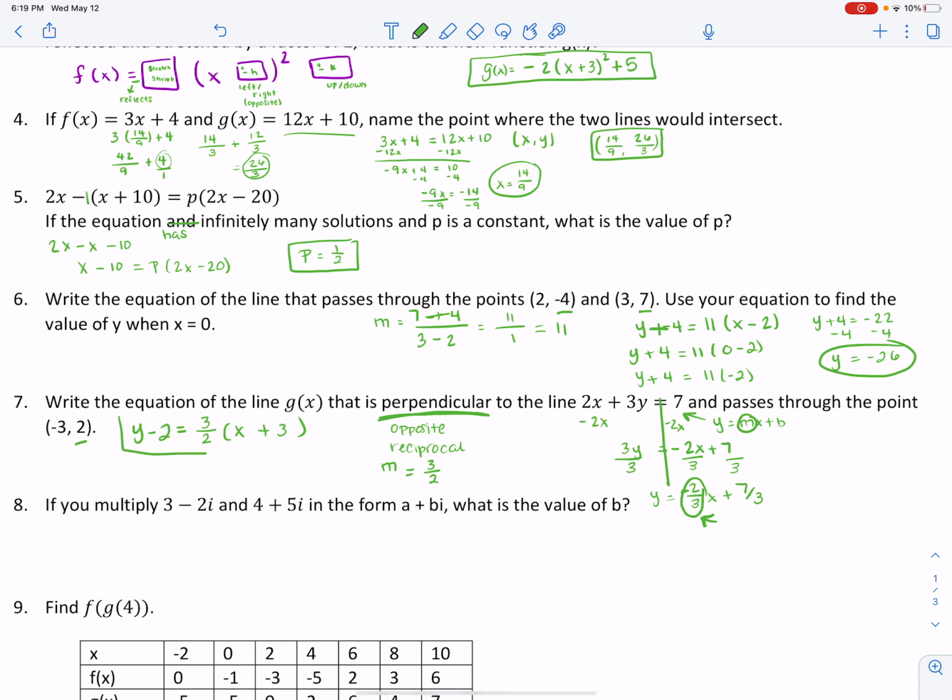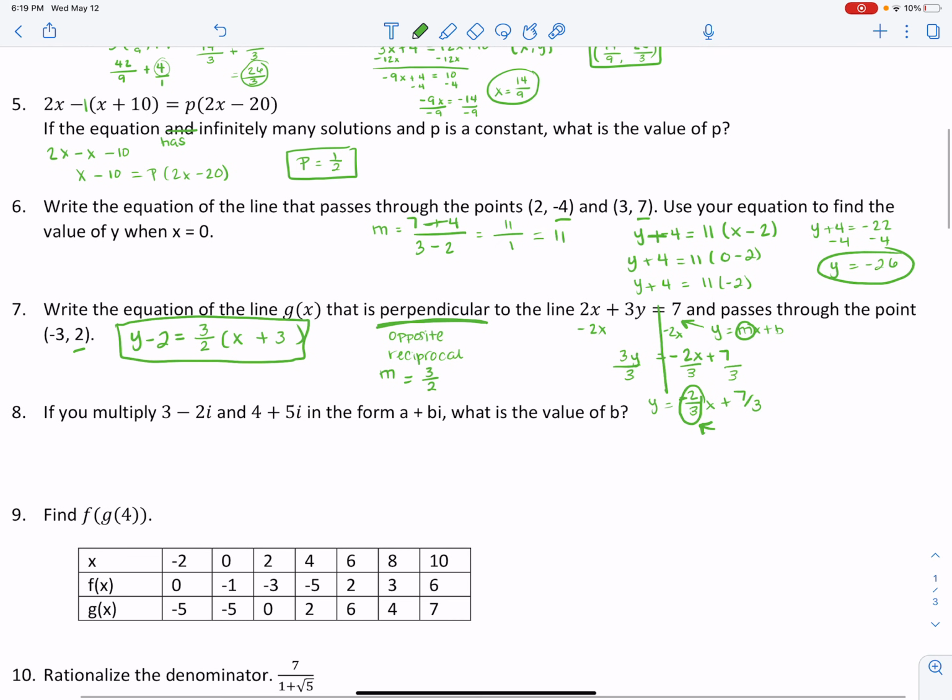All right. And there you go. All right, question number 8. If you multiply 3 minus 2i and 4 plus 5i in the form a plus bi, what is the value of b? So first they want me to multiply 3 minus 2i times 4 plus 5i. So I'm going to FOIL it out.